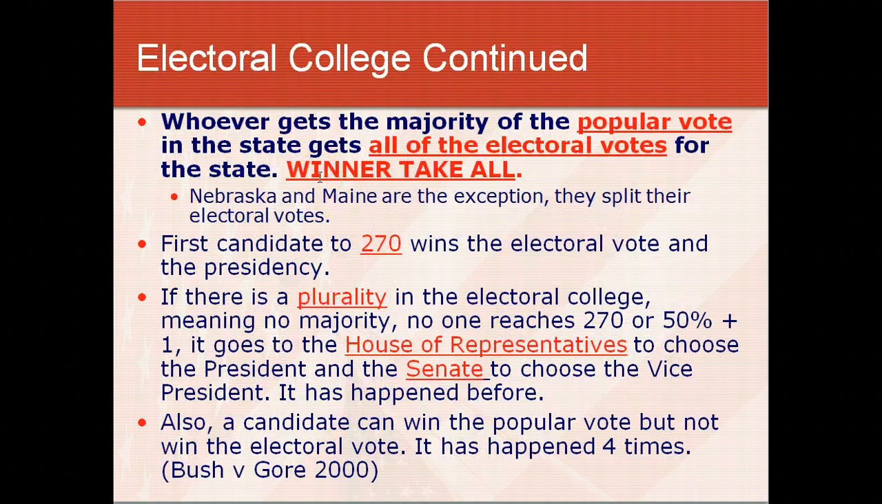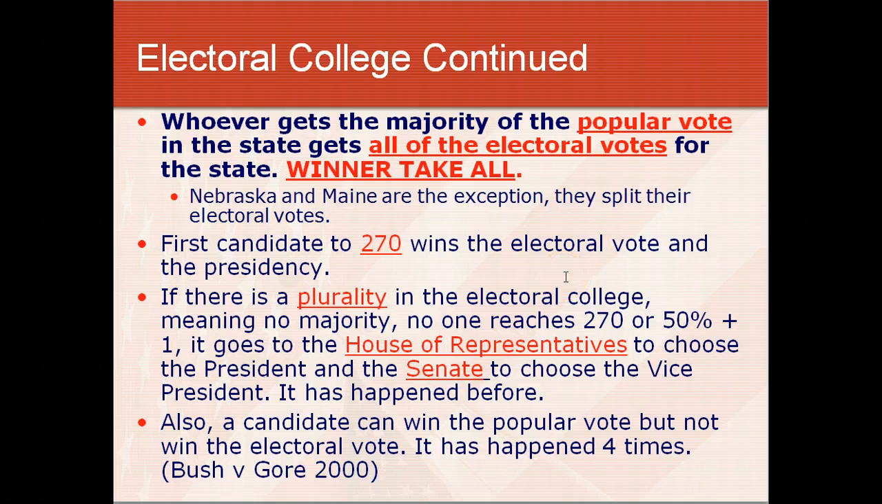The biggest thing to know about the Electoral College is that it's a winner-take-all system, which means that whoever gets the majority of the popular vote in the state gets all of the electoral votes for the state. There are 2 exceptions, Nebraska and Maine, because they split their electoral votes. So on Election Day, they'll look at each state's popular vote total, see who wins, and give that state's electoral votes to the candidate who wins. The first candidate to get 270 electoral votes wins the election and the presidency.